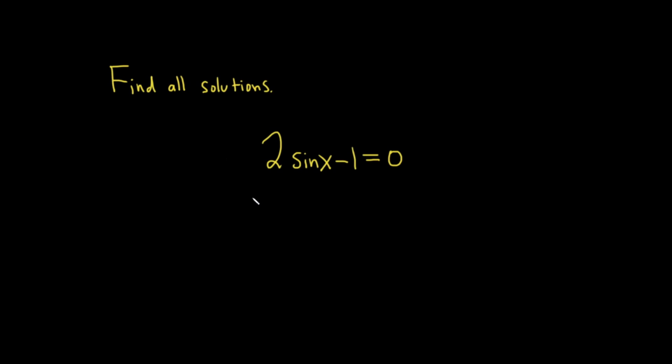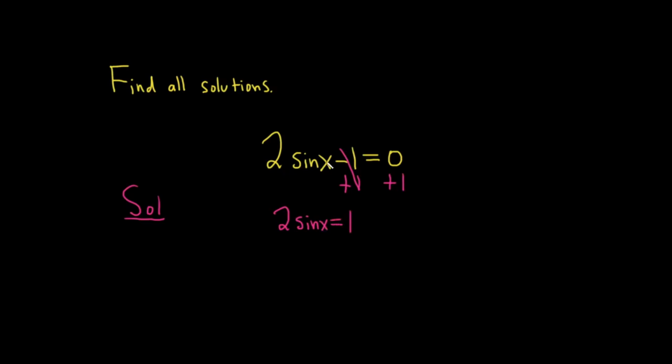Find all solutions to the following equation: 2 times the sine of x minus 1 equals 0. Let's go ahead and work through this. So we'll start by isolating the sine of x. To do that, we will add 1 to both sides. So plus 1, plus 1. These cancel, and we have 2 sine x equals 1.